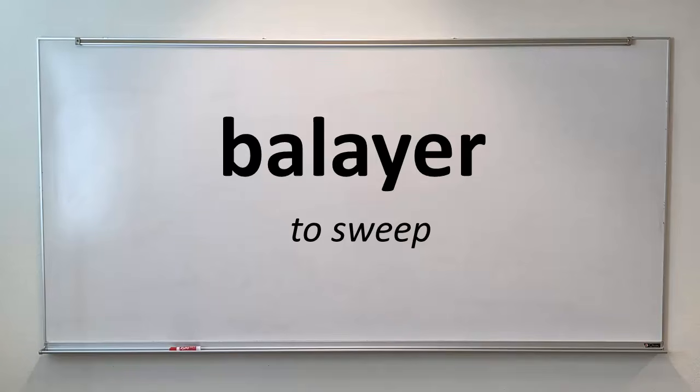In this lesson, we are going to look at the verb balayer, which means to sweep, as in to sweep with a broom. Balayer belongs to a special small group of verbs, and I'll tell you a little bit more about that later in the lesson. Balayer is a regular ER verb in the present tense, and we'll take a look at the forms in just a minute.